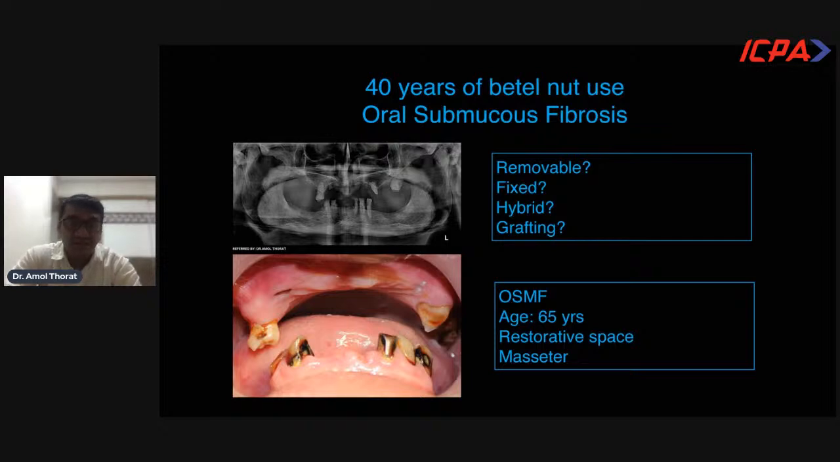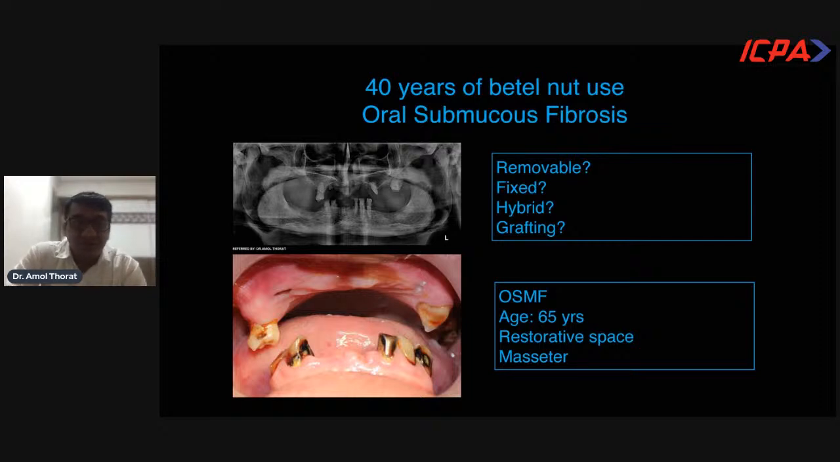There is not too much restorative space, and as I told you, he is a betel nut chewer, so his masseter also is hyperactive. It's very, very well developed. So you need to identify the forces which are going to impact the ultimate outcome of the treatment.